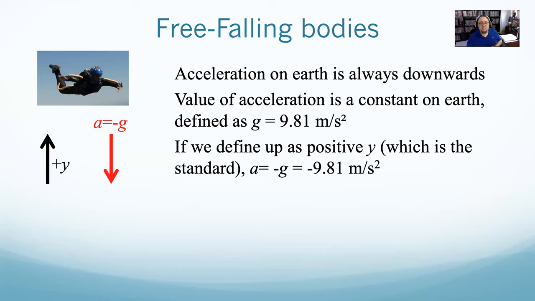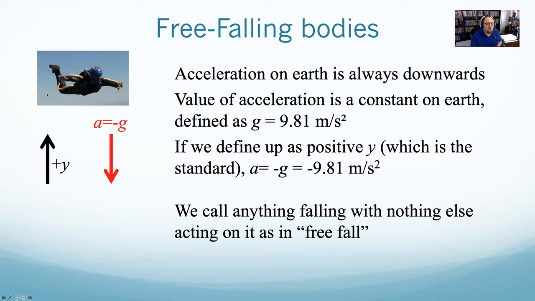Any equation with a g in it, that negative has already shown up. But g equals 9.81 meters per second squared. Your acceleration is negative g, or negative 9.81 meters per second squared. And anything falling with nothing else acting on it will be in this free fall, falling at this rate of negative 9.81 meters per second squared. Okay?